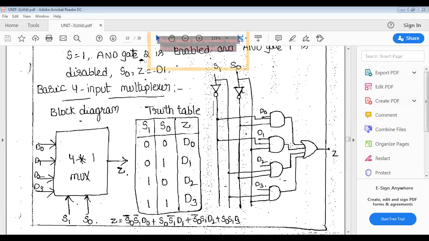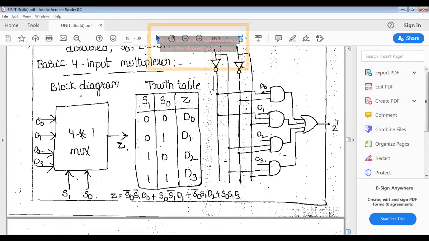Then the outputs of all 4 AND gates are connected to the OR gate, because all the product terms are added here. So that is Z. Z is equal to S0 bar, S1 bar, D0 plus S0, S1 bar, D1 plus S0 bar, S1, D2 plus S0, S1, D3.